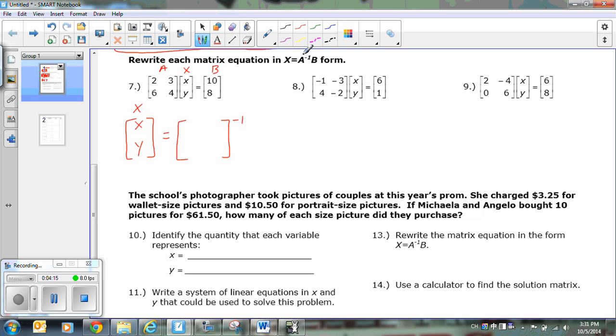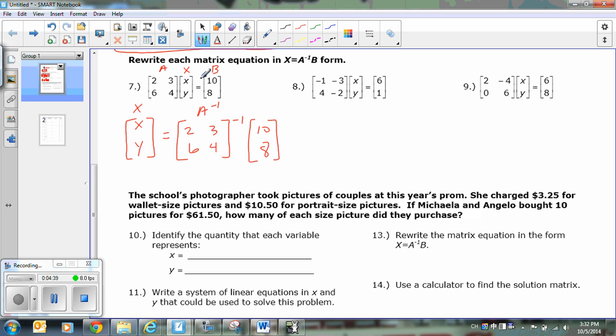So remember, capital A is your coefficient matrix. Our coefficients are 2, 3, 6, and 4. So put those in that matrix, 2, 3, 6, and 4. And then we're going to multiply that A inverse. This is A inverse. We're going to multiply A inverse times B, which is our constant matrix. And our constants in this problem are 10 and 8.